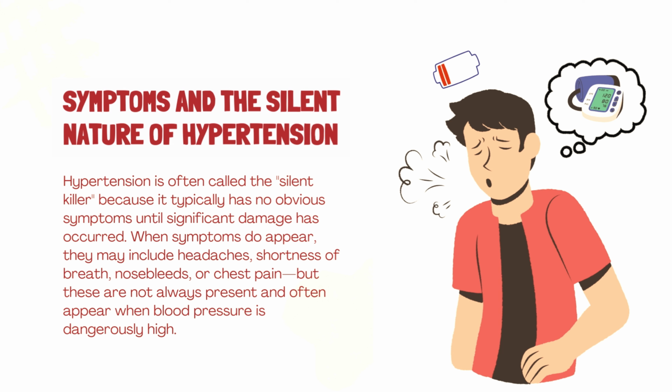Next is the symptoms and the silent nature of hypertension. We simply say hypertension is the silent killer, because symptoms cannot be seen directly. It takes time. Hypertension is the silent killer because it typically has no obvious symptoms until significant damage has occurred. Symptoms like chest pain, nosebleeds, shortness of breath, and headaches do occur, but when the blood pressure is dangerously high.